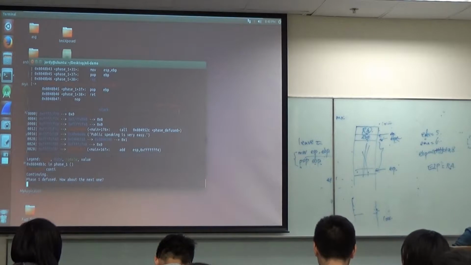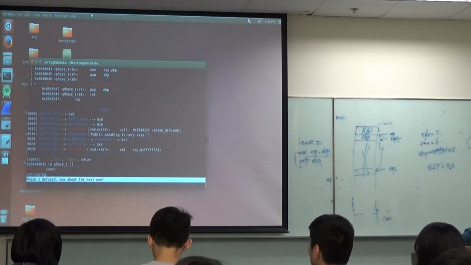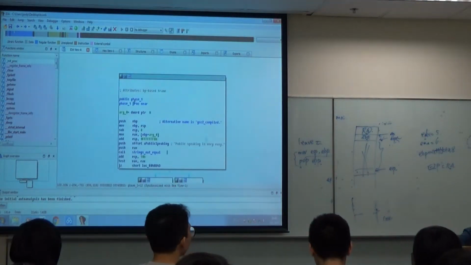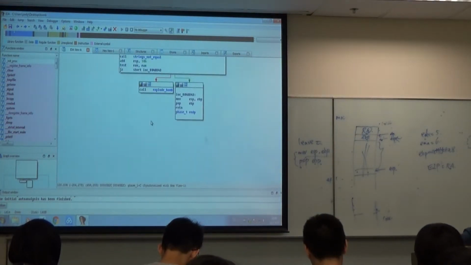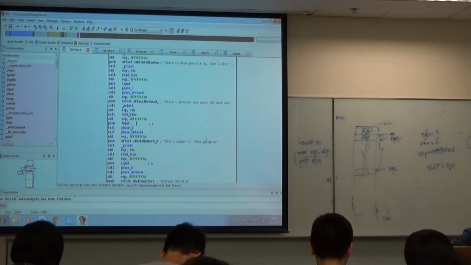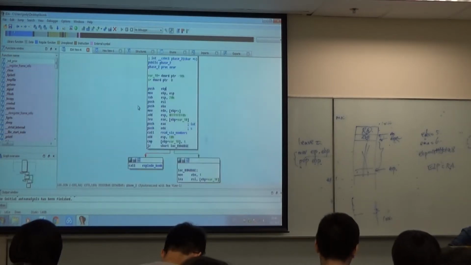It's coming. Oh, this one diffuse. Well, it seems that this function compares the input with this string, and when it returns, this string is printed, means that you have passed phase 1 and go to phase 2. All right. Let's see what's in phase 2.